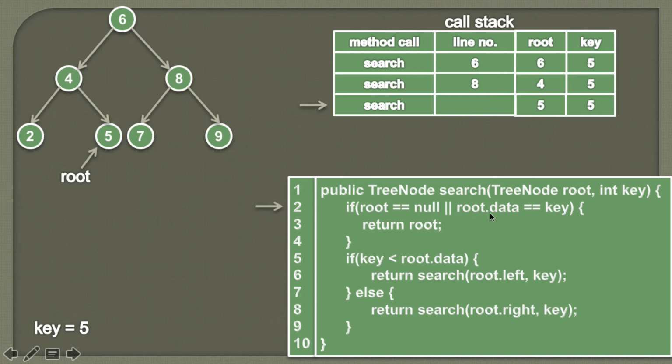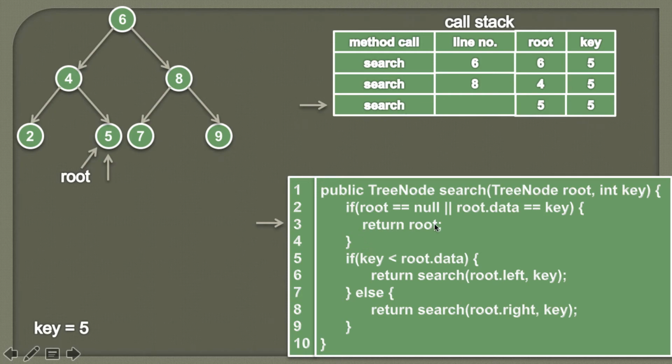And we'll again check whether root.data is equal to key or not. So here you can see key is nothing but 5 and root.data is also 5. Therefore root.data is equal to key. So the condition in the if block comes out to be true. So friend, it means that we have found our key. So in line number 3 we are simply returning the root, which is nothing but the key which we found. So this is the tree node which we actually found, and we are returning this tree node from this search method.